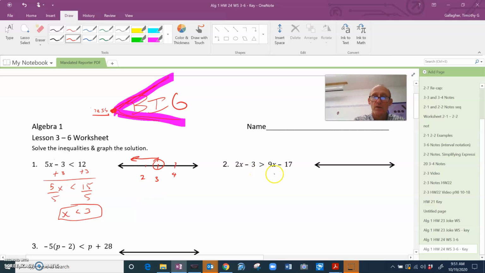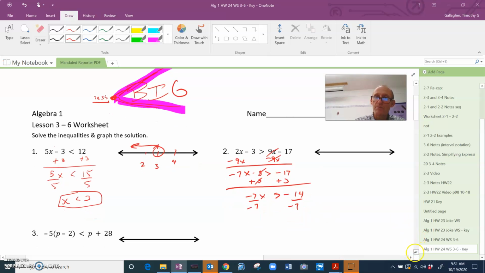All right. Variables on both sides. We're going to subtract 9x. And we get negative 7x minus 3 is greater than negative 17. Add the 3. And we get negative 7x here and greater than negative 14 here. Divide by negative 7.